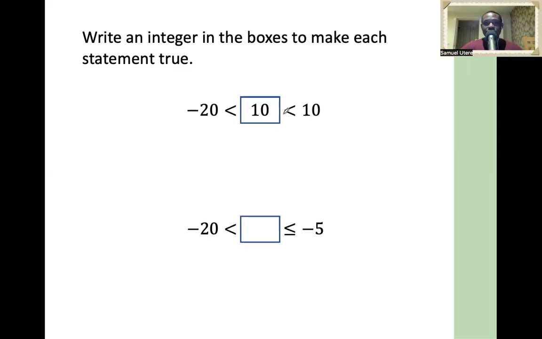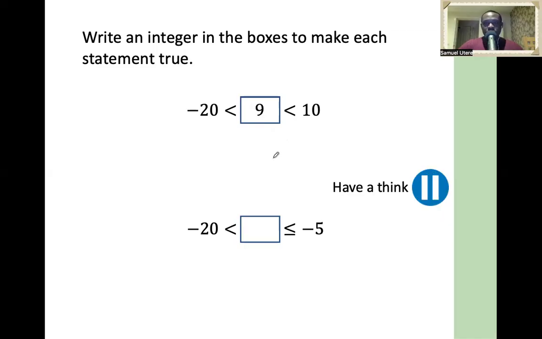But 10 cannot be part of it. Why? Because this sign means whatever is here has to be less than whatever is on the other side. 10 is not less than 10, right? So the last number that we can write there is 9. The first one that we can write there is negative 19. Okay, let's look at this one.